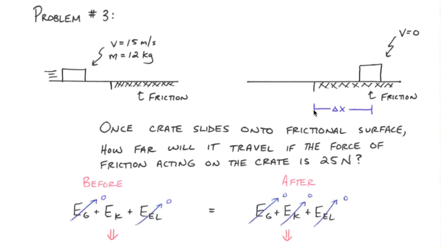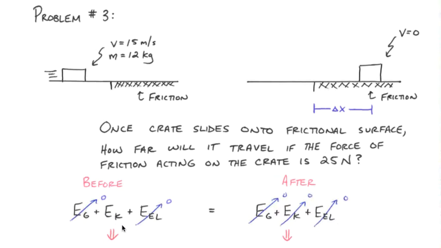So the question being, once the crate slides onto this frictional surface, how far will it travel if the force of friction resisting the crate's motion is 25 newtons? So if the friction pushes the block to the left with 25 newtons of force, how far will this block travel? So basically, how long will it take for that frictional force to convert all of that mechanical energy into something like heat? Well, just like before, we will look at our before case and our after case.